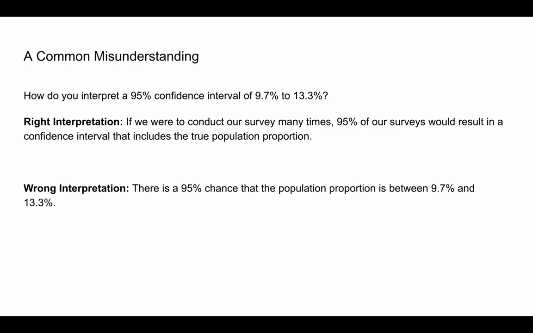So it's incorrect to phrase your interpretation in the second way because the second way is implying that 95% of the time p is between 9.7% and 13.3%, and 5% of the time it's not, but p actually never changes. It's not fluctuating. So if you want to get super technical, you shouldn't phrase your interpretation the second way. You would want to phrase it something like the first way here.